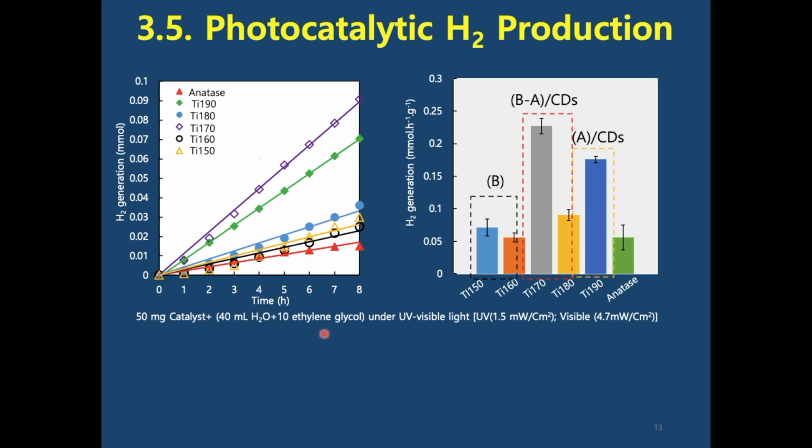Next, we evaluate our material's photocatalytic property by hydrogen generation reaction under broad light from UV to visible, and ethylene glycol was used as hole scavenger. So we can see clearly that the composite material of B phase, anatase, and carbon dot shows the highest hydrogen production rate.